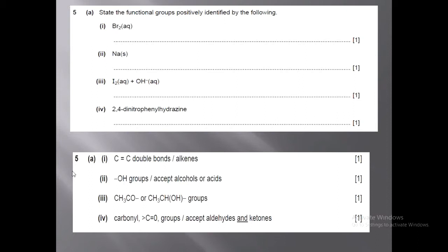While for the second part, sodium is a reagent that is used to identify the OH group, whether it is present in an alcohol or in a carboxylic acid. The third part was relevant to iodoform testing. This is an iodoform reagent.